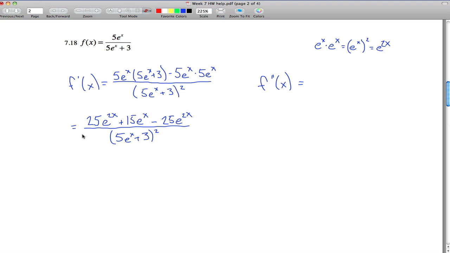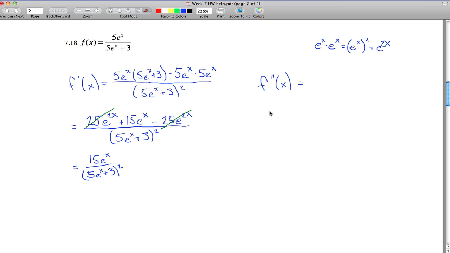And what ends up being nice is that we got 25e to the 2x here and minus 25e to the 2x there. So what happens is that our derivative simplifies to 15e to the x divided by (5e to the x plus 3) squared. So when we want to find the second derivative, it'll be a lot easier to look at this guy. Maybe we'll go ahead and do that now.